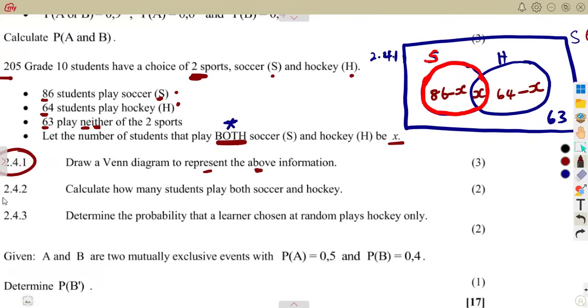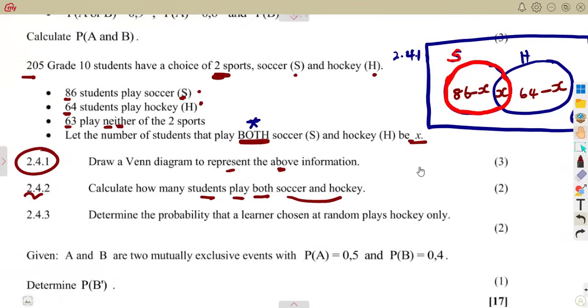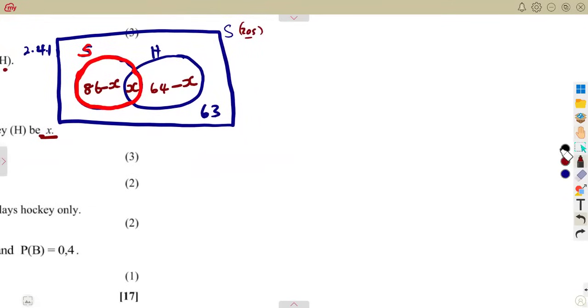Let's move on. 2.42. Calculate how many students play both soccer and hockey. Both, meaning to say X. Remember they said, let those ones who play both be X. So the question is calculate X. Remember, there are 205 grade 10 students. So in this case, we can form an equation from that to find X. To find both, you simply find X.